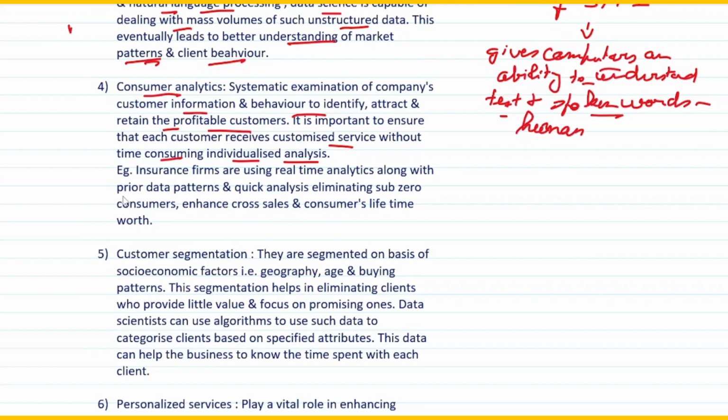Now you can take an example of insurance firms. What does an insurance firm do? Insurance firms basically use real-time analytics, something which we read before, along with prior data patterns and quick analysis, eliminating sub-zero customers, right? Insurance firms generally need the customers who pay their premium on time, right? So they don't need someone who defaults on their premiums. So they can keep track of that. That's why they are called sub-zero customers. This eventually helps in what? If you capture such kind of customers and you retain them, that can help you in cross-selling new products, and at the same time it can raise the lifetime worth of a consumer.